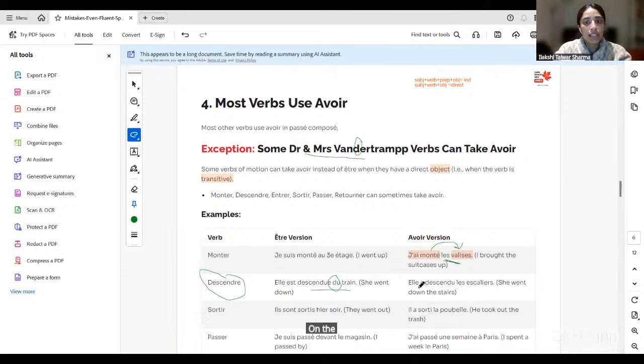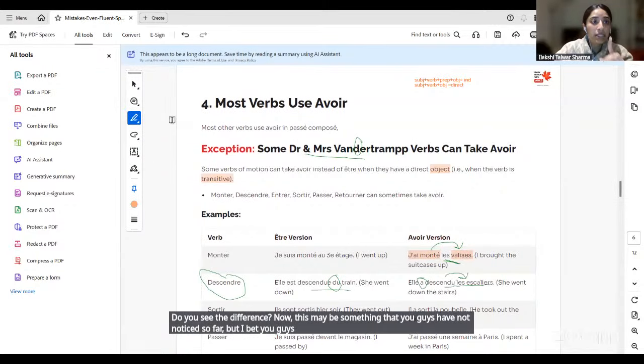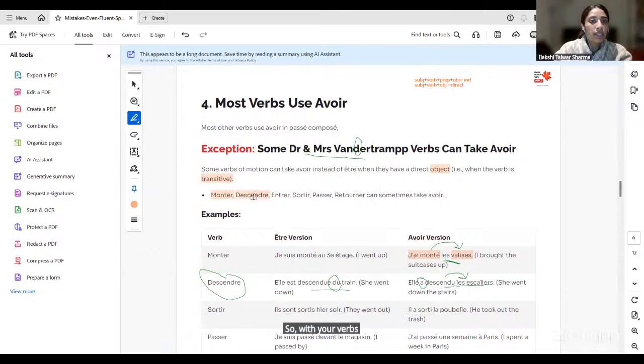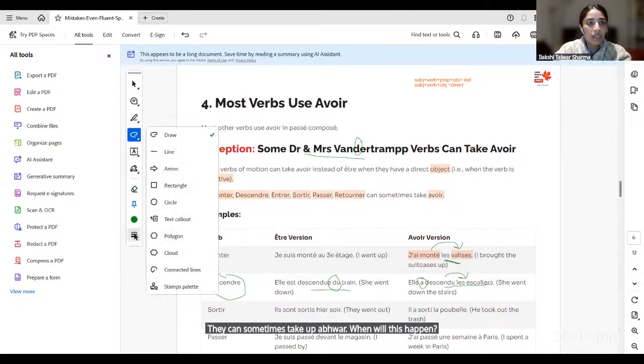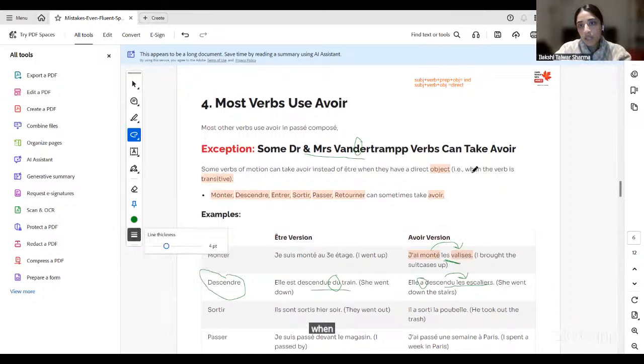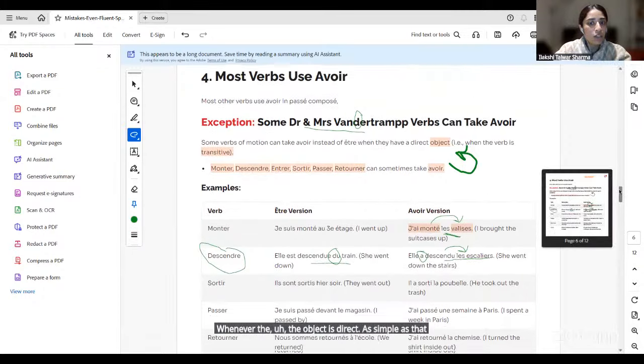On the contrary, look at this one. Elle a descendu les escaliers. Here we have put avoir. Why? Because after my past participle, I have direct. You see the difference? Now, this may be something that you guys have not noticed so far, but I bet you guys will start noticing it now. So with your verbs like monter, descendre, entrer, sortir, passer, retourner, they can sometimes take up avoir. When will this happen? Very, very simple. This will happen whenever the object is direct. As simple as that. Okay, nothing too complicated.